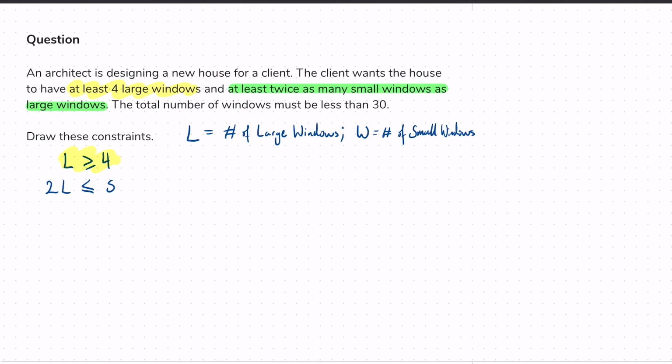So 2 lots of the large windows has to be the same as or less than the number of small windows. 2L is less than or equal to W.